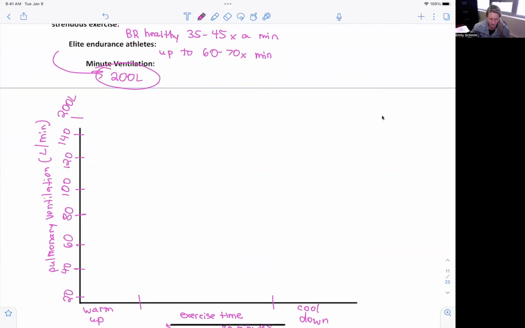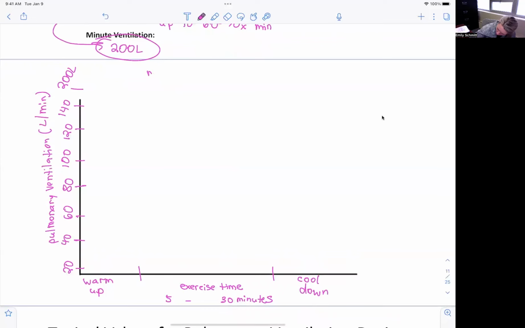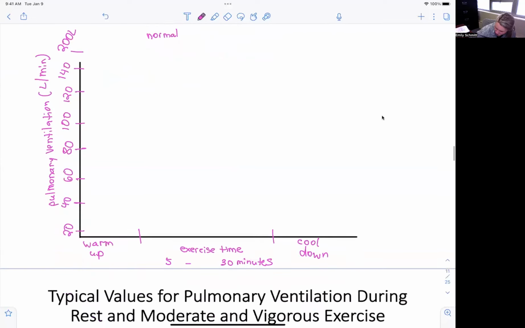Okay, so let's go ahead and make sure that we write down that this graph that we're drawing out right now is in a normal, college-aged, young adult, healthy person, no underlying pulmonary conditions.